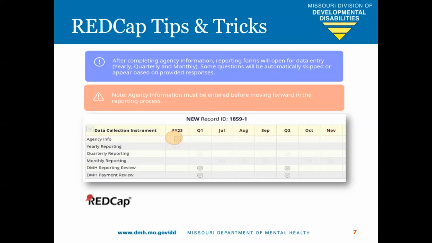So my first tip is that your screen will not show all the options until you have entered your agency info. This is required because this will then create your record ID, and it is also used for your payment purposes. So we do not want you to send in any data without this information because then we won't be able to pay you out. So once you enter the agency information and complete it all, you will then see your yearly reporting, quarterly reporting, and monthly reporting pop up under each quarter.